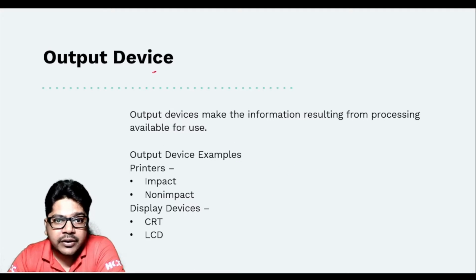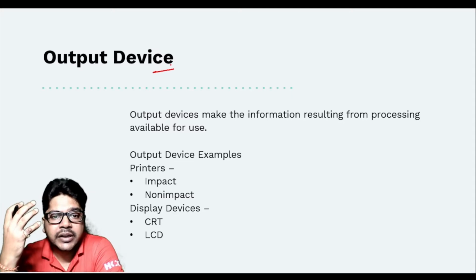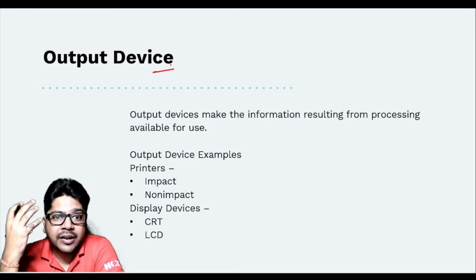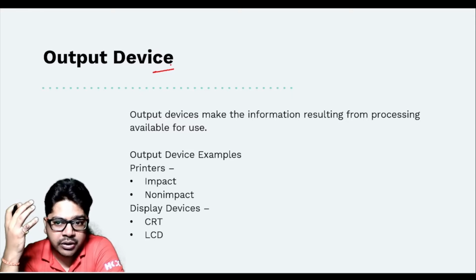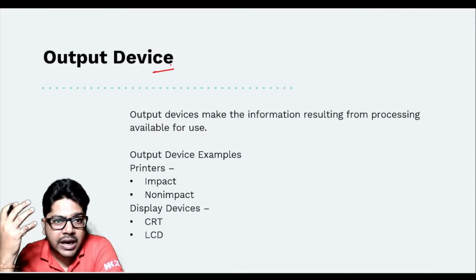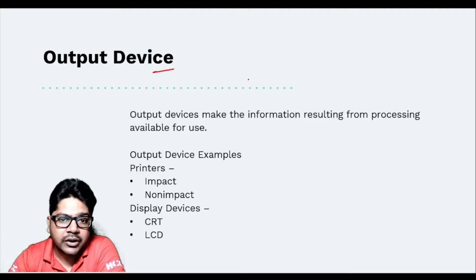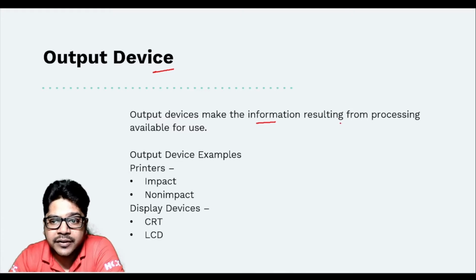Going to the output device. So what is an output device? An output device is nothing but something through which you can see the result. Like right now if you are watching my video on your laptop or on your PC or on your phone, so that is nothing but a kind of output device, right? So an output device makes the information resulting from processing available for use.